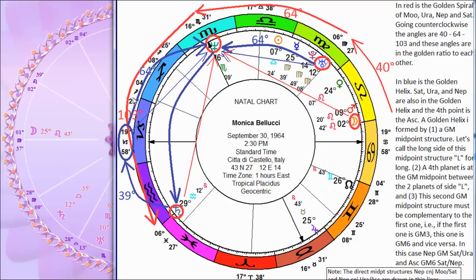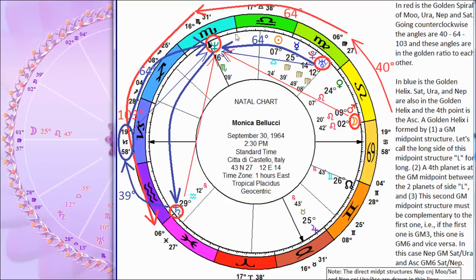If you got lost on all the technical details of how this pattern is formed, that's okay. Just remember, it's a very special relationship between four planets that creates two golden mean midpoints, Neptune at Saturn, Uranus, and ascendant at Saturn, Neptune, and the direct midpoint structure, which is Neptune at ascendant, Uranus, being 64 degrees from both. So she has both the golden string and the golden pyramid, and the two patterns share 3 planets.